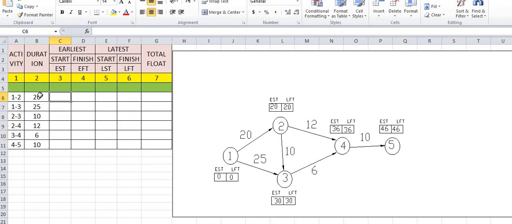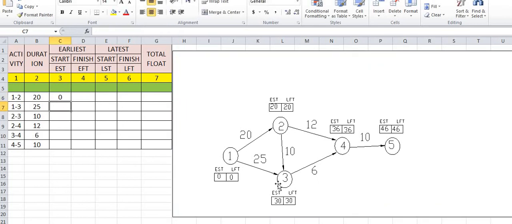So earliest start time for 1 to 2 durations, 1 to 2. Starting is 1. So what is EST for 1 to 2? What is the first number? 1. The earliest start time, while calculating earliest start time, we have to take the first node. Okay, first 1 to 2. So 1 has an EST of 0. Then in this box part we have taken 0. So EST for this first is 0.